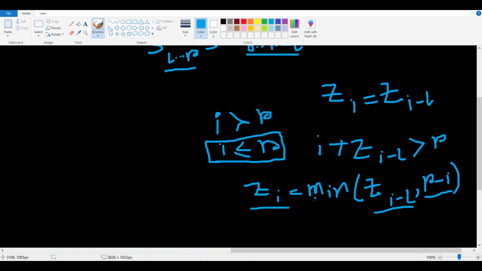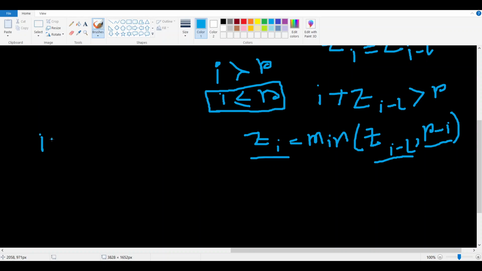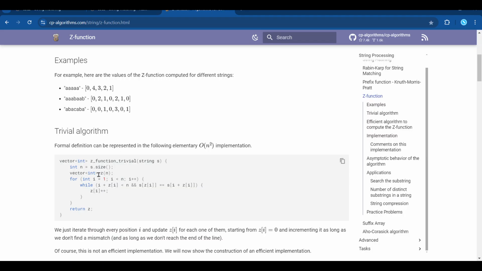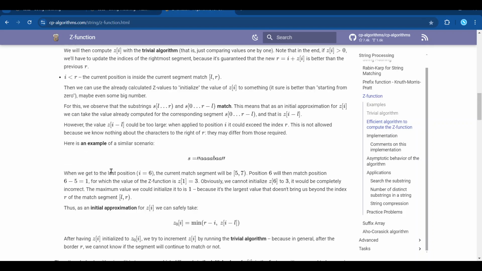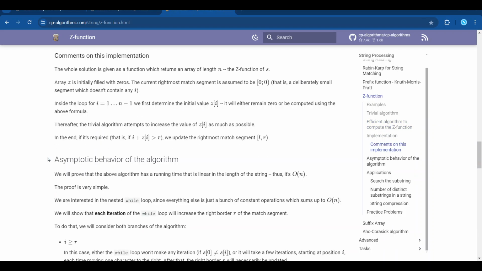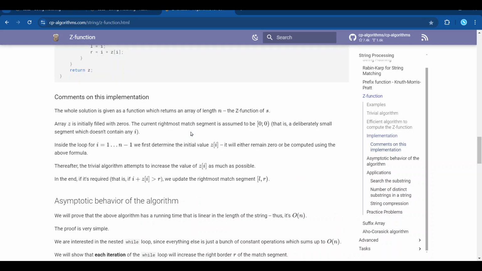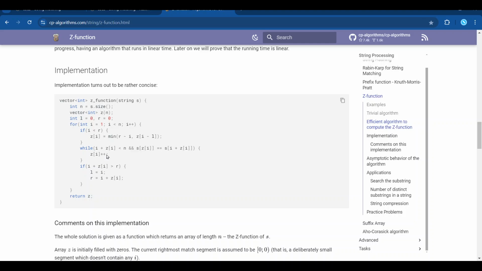But we have to just initialize the value of Zi with the minimum of Z of i minus L and R minus i. Now after the computation, if i plus Zi is greater than R, then we will do L equals i. We'll just modify the value of L and R, and we'll do R equals i plus Zi. Okay, I hope you get it. Now how this algorithm is order of n, this is also mentioned here, the asymptotic behavior of the algorithm. I will provide the link of this article in the comment section. You can check that out. But the main part of this algorithm is to compute the Zi value as the minimum of R minus i, comma, Z of i minus L.